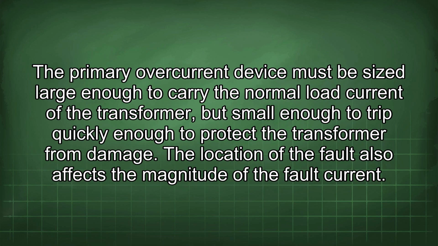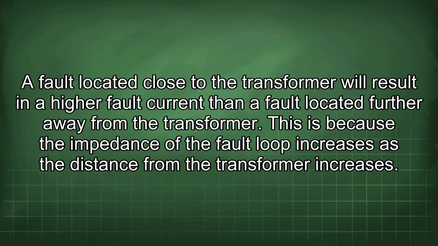The primary overcurrent device must be sized large enough to carry the normal load current of the transformer, but small enough to trip quickly enough to protect the transformer from damage. The location of the fault also affects the magnitude of the fault current. A fault located close to the transformer will result in a higher fault current than a fault located further away from the transformer. This is because the impedance of the fault loop increases as the distance from the transformer increases.